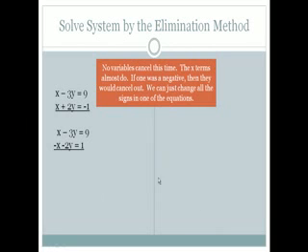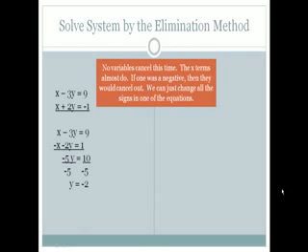Now, x minus x cancel out, so we can combine our like terms. Negative 3y minus 2y is negative 5y, and 9 plus 1 is 10. Divide both sides by the negative 5, and the letter y is negative 2. We need to find the second letter.